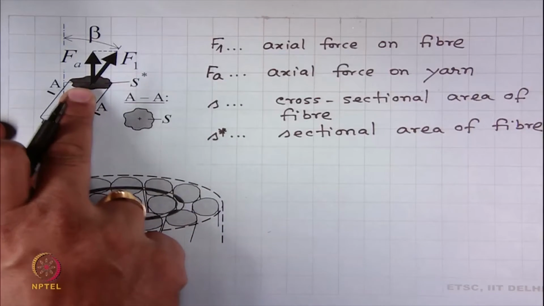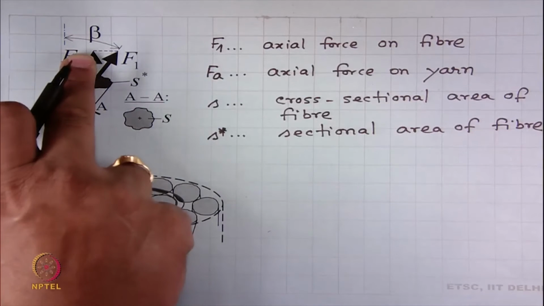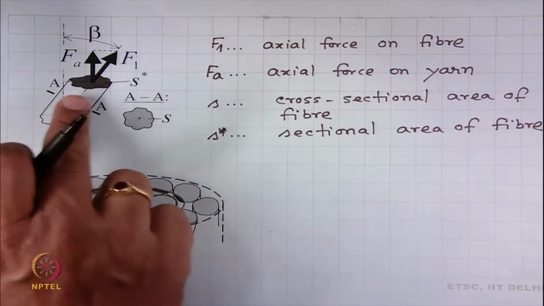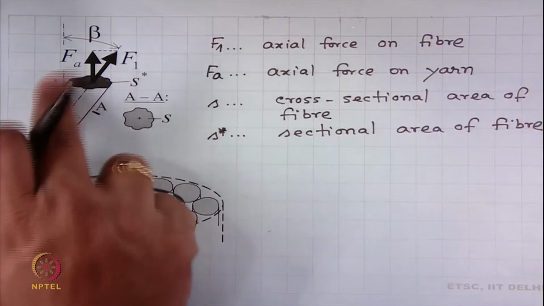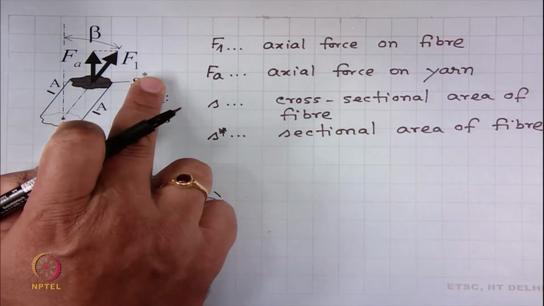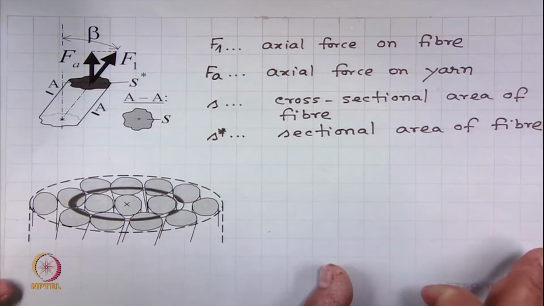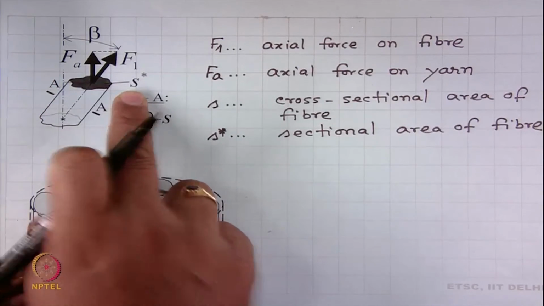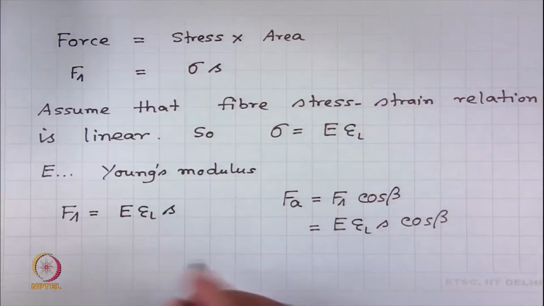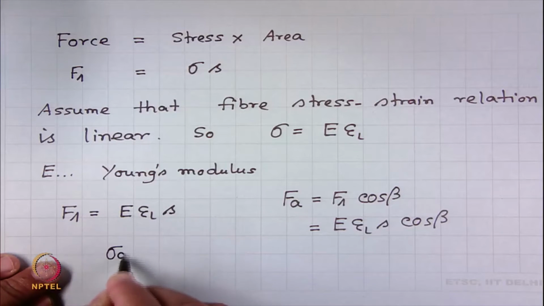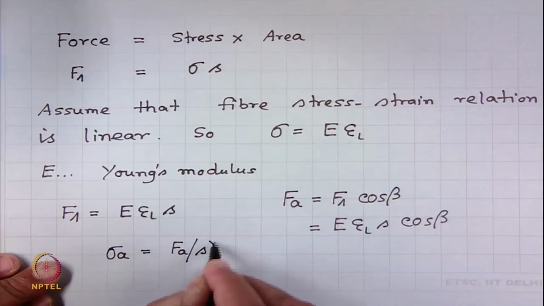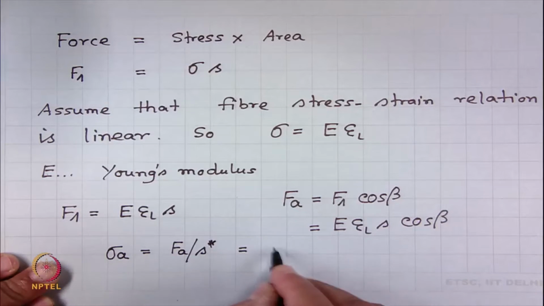What is the stress developed along the axial direction of yarn? Stress is equal to force per unit area. So, force is F subscript A. What is the area? This area is S star. So, sigma subscript A is equal to F subscript A divided by S star. What is F subscript A?